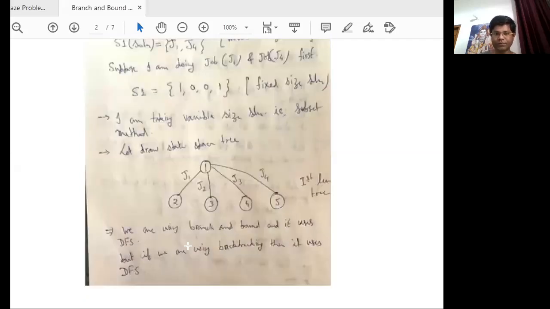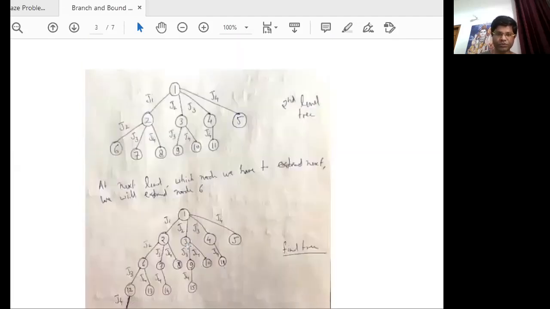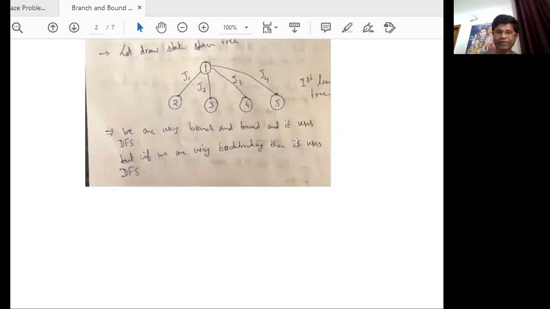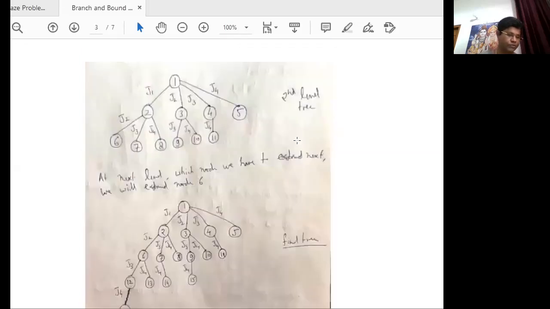So just move to this question. Till now we have constructed J1, J2, J3 and J4, that is the first level tree. Now again start constructing from the first level to the second level. So how will you proceed? To proceed, start from this node, that is job 1.